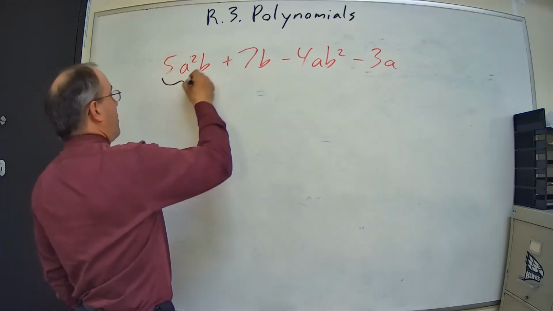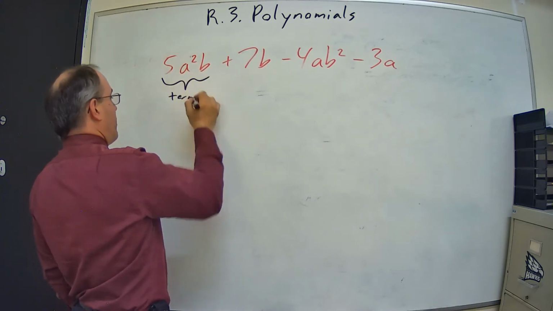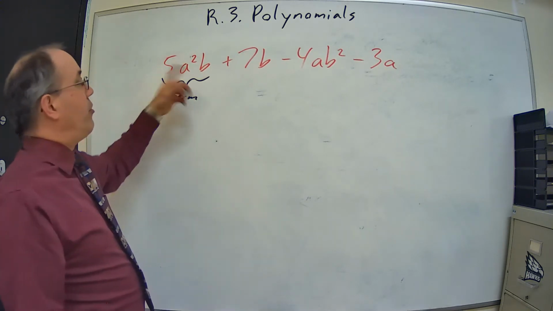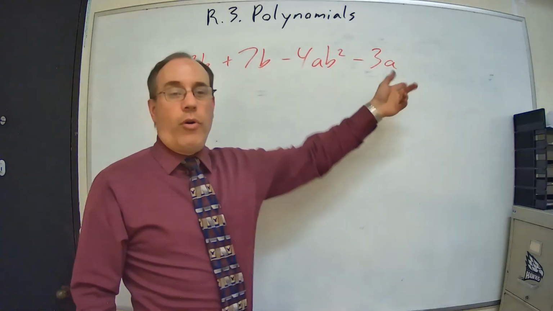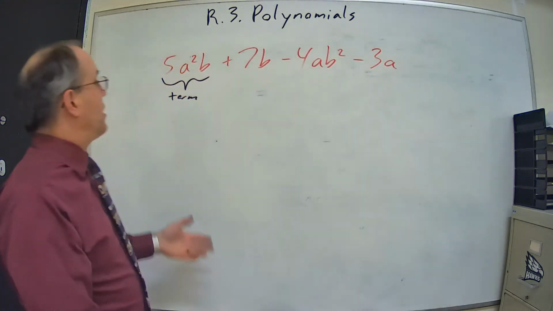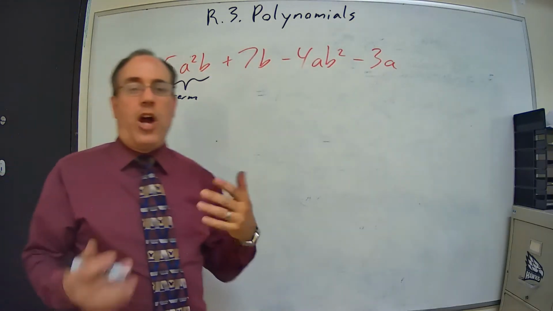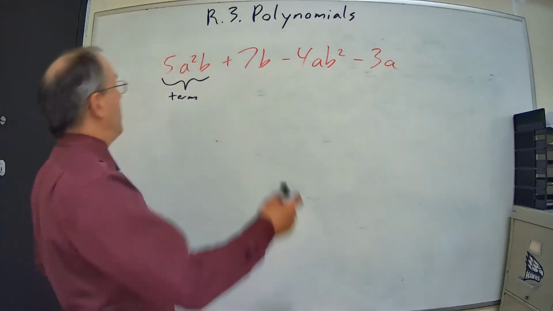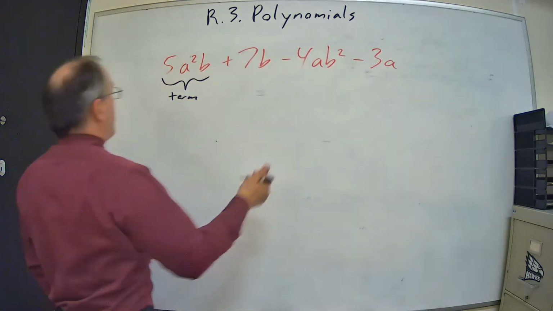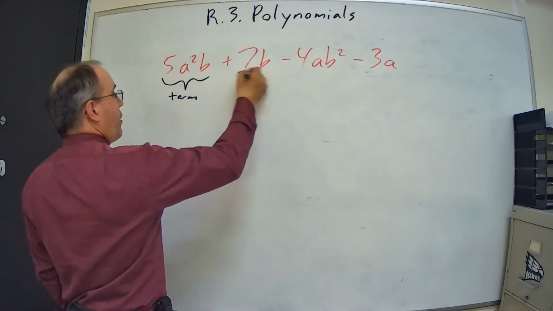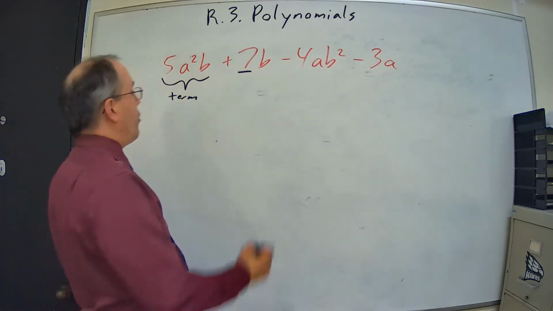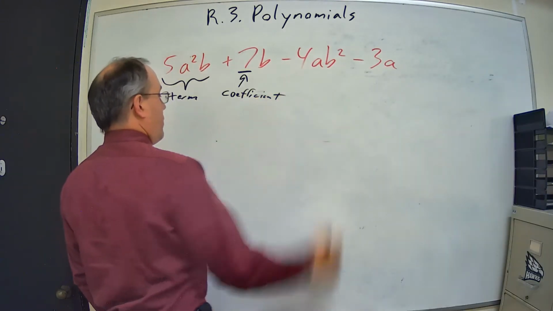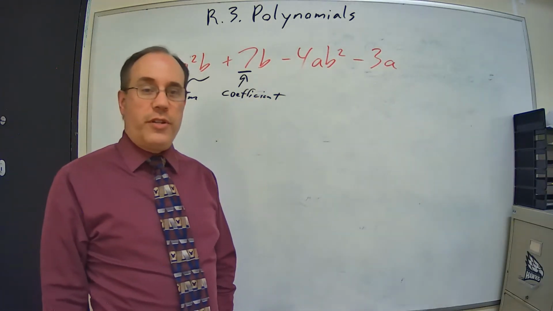A term is one of these groupings or products, right? So this polynomial actually has 1, 2, 3, 4 terms, each one consisting of a product of constants and variables. In a polynomial, the constant part of any term is known as the coefficient. So it's known as the coefficient.